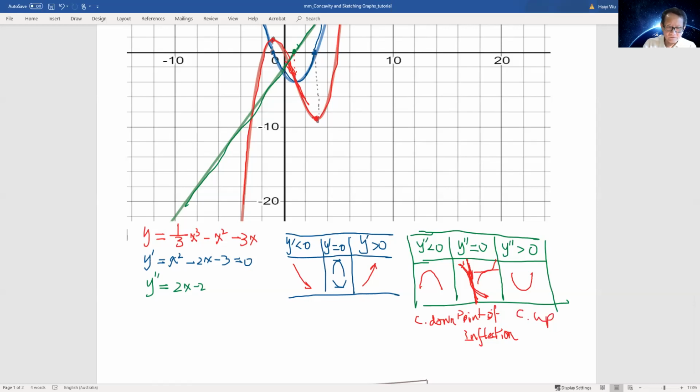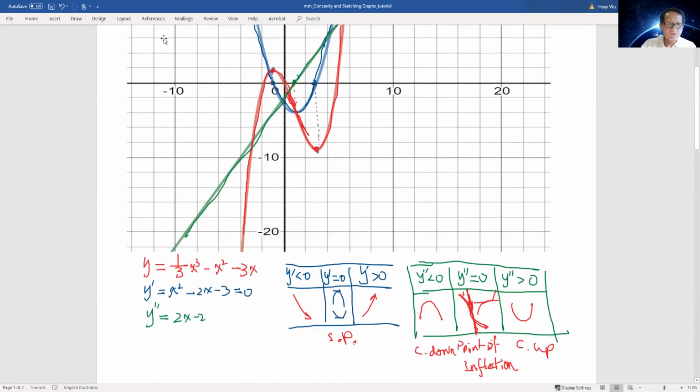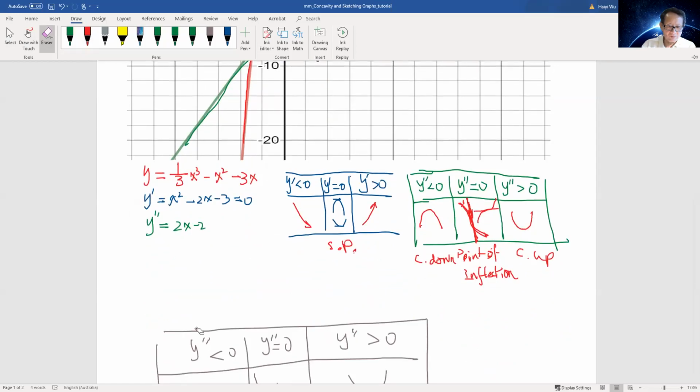So this is actually called turning point or stationary point. So in the past, we used the first derivative to decide whether it's a maximum stationary or minimum stationary point. But now, once we know the second derivative, we can easily decide whether it's a maximum or minimum. So can you copy these two tables into your book? So that means you can use them later on.